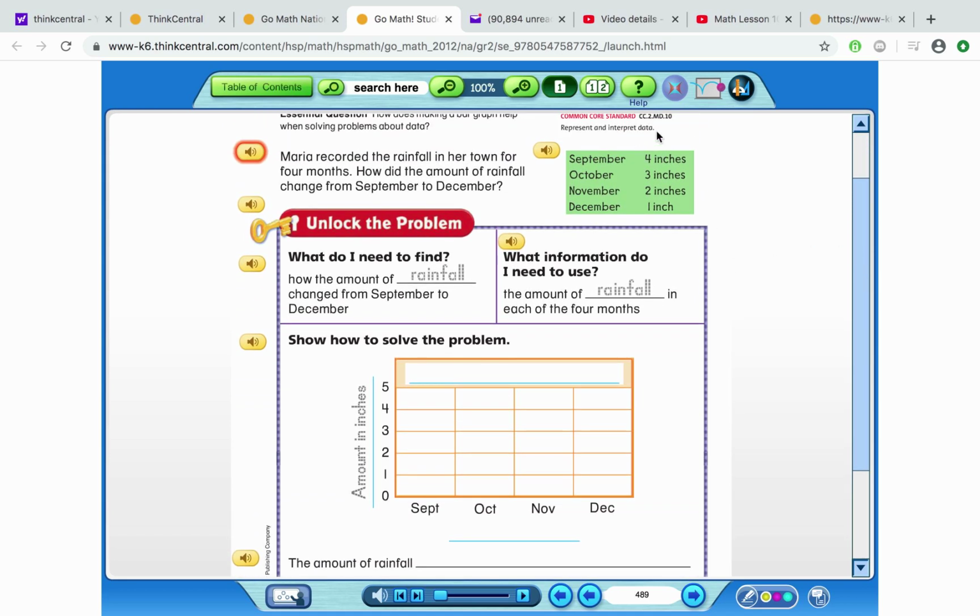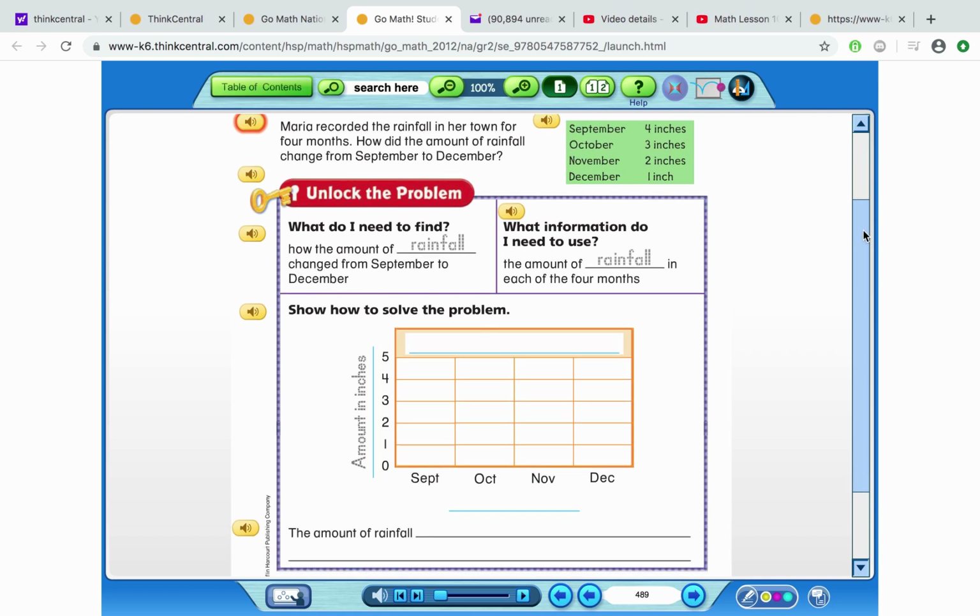Here's all of your data, how many inches fell in the months that she was recording. What do you need to find out? Well, the question was, how did the amount of rainfall change? So you need to find out how the amount of rainfall changed from September to December, and you can just go ahead and trace that. Then what information do you need to use? The information or the data is right up here, the amounts of rainfall.